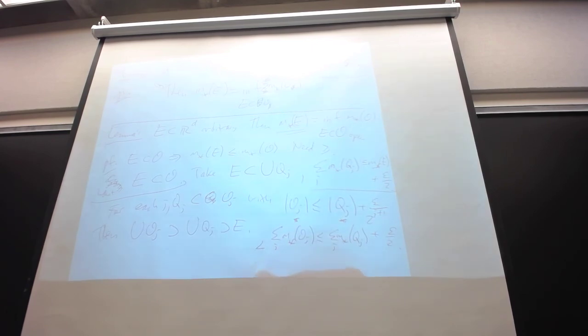Countable additivity says that the Oj make some open set. Let's call the union of the Oj the set O. So the measure of the set O, which is the union of the Oj, by countable additivity, is at worst the sum over j of the mu star of Oj, which is at most the sum of the Qj plus epsilon over 2, which is at most the measure of E plus epsilon over 2. And two epsilon over 2's make an epsilon.